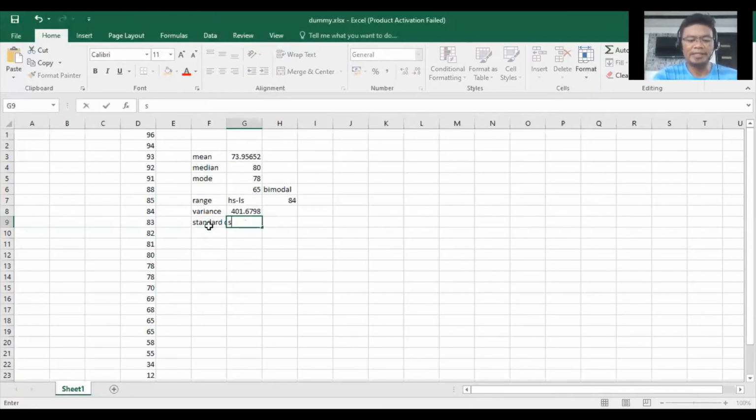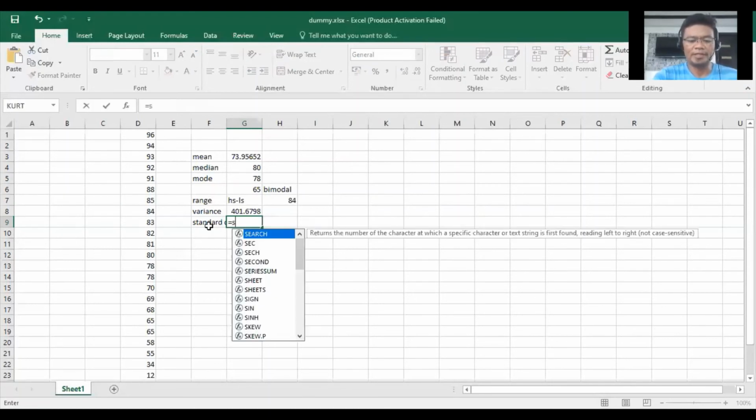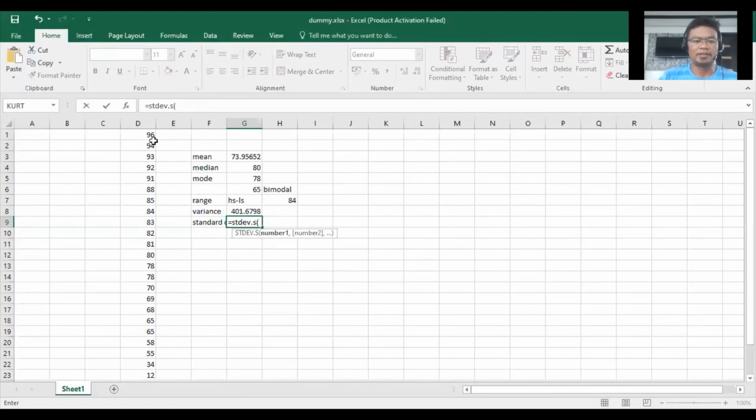Okay, for the standard deviation, we have STDEV. If we are referring to a sample, then we have STDEV.S. There, we have 96 down to 12, close parenthesis, equals 20.04195.